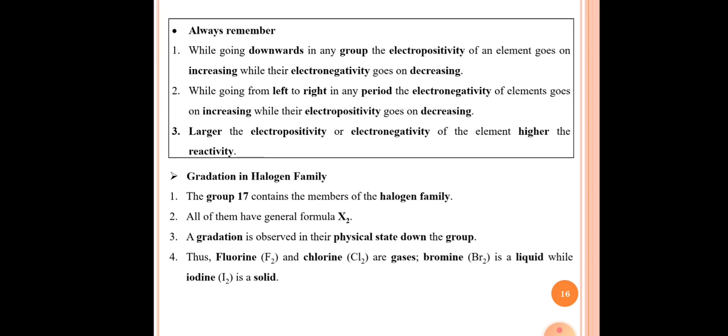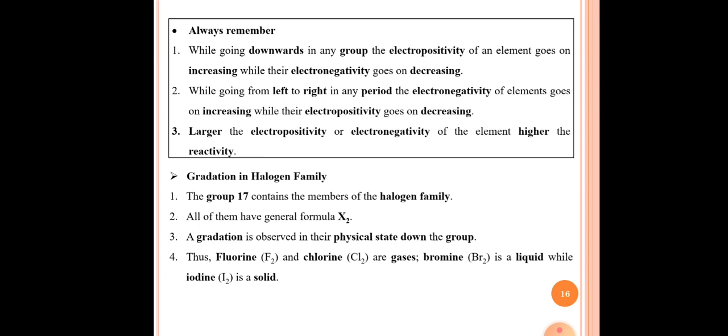Within a group, while going from top to bottom, the electropositivity of the element goes on increasing and electronegativity goes on decreasing. This is a very important point, as we already covered the definition of the electropositivity and electronegativity. Compare the definition with this point. The second point here is, while going from left side to right side in a period, the electronegativity of the element goes on increasing, and their electropositivity goes on decreasing. So this is a complete vice versa condition in case of period.